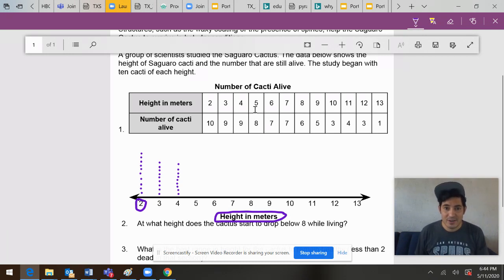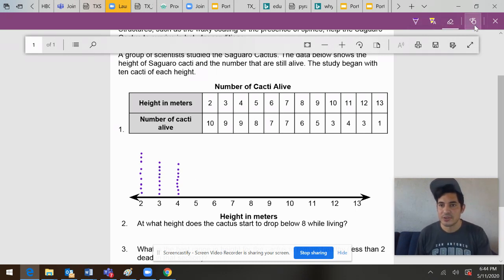Okay, so for 5 meters, you're going to record 8 plants, 8 dots. For 6 meters, you're going to record 7 dots. Okay, and just fill the rest in as a completed dot plot. Now, that explains the information in the table. I'm going to go ahead and move on to, I don't know why these dots won't disappear. Come on now. Well, I'll just leave them there for you to see.